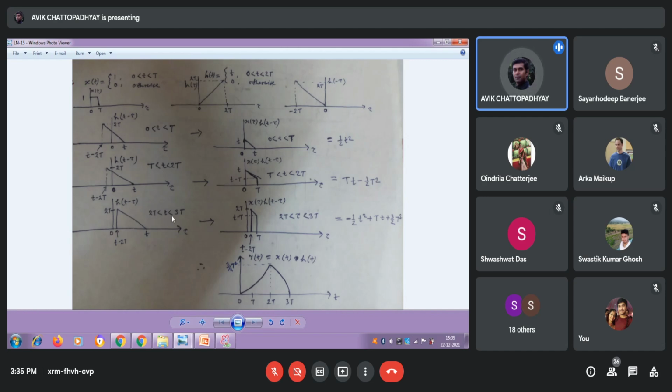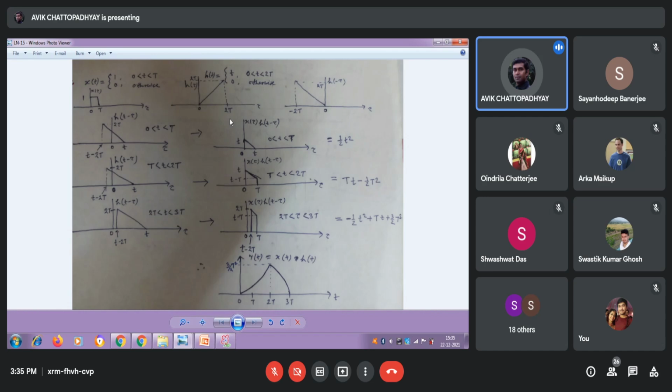Now in the process of shifting, basically three different ranges in general are taken. So this is one general range, whatever will fall between 0 to T, that's one range. This is another range. This is another. So within these three sets of ranges, you can cover the full nature of the convolved signal.